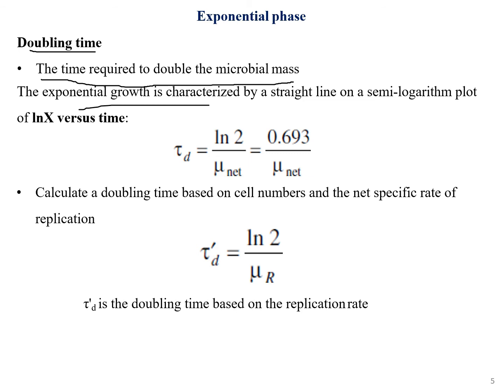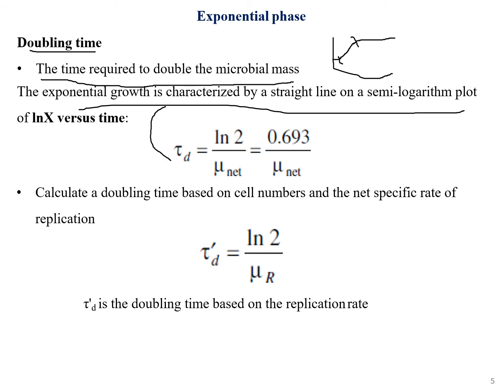The exponential growth is characterized by a straight line on a semi-logarithmic plot of ln x versus t. As we know, the exponential growth is just this, right? This down part is the lag phase, and this straight line is the exponential part, and thereafter we have the deceleration and the stationary phase. So this part is the exponential growth, which is a straight line versus time, as we know.